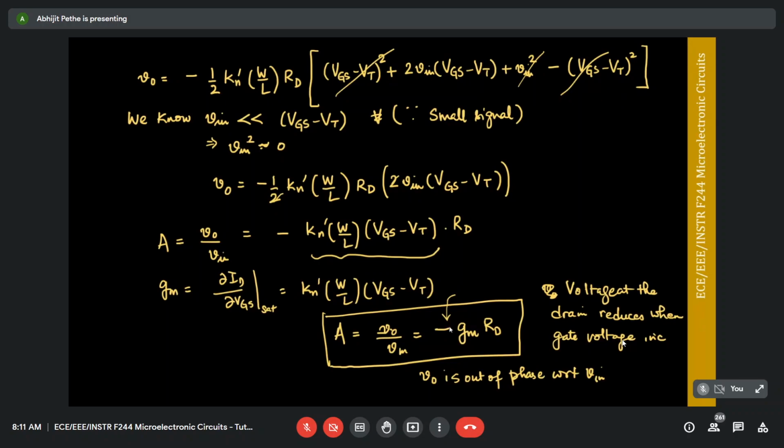So the DC values of the circuit set the transconductance, right? So this transconductance value is set by your circuit design, and based on that, your gain depends on where you bias the circuit. So therefore, this gm is proportional to VG minus VT, right? If I increase VG minus VT, I will increase the voltage gain of the circuit, right? So this is how we will play with the gain.